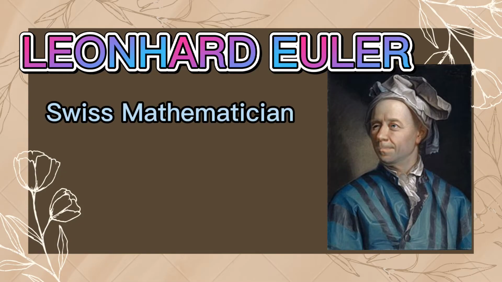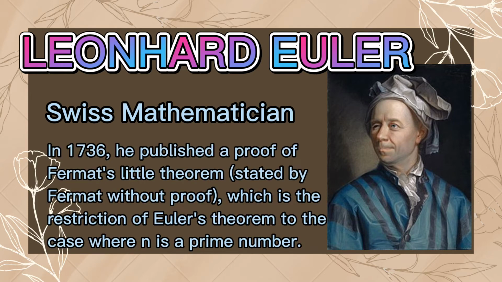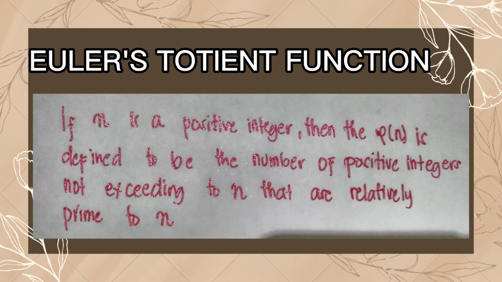Leonhard Euler, a Swiss mathematician. In 1736, he published a proof of Fermat's little theorem, stated by Fermat without proof, which is the restriction of Euler's theorem to the case where n is a prime number. Euler's totient function: if n is a positive integer, then phi of n is defined to be the number of positive integers not exceeding n that are relatively prime to n.